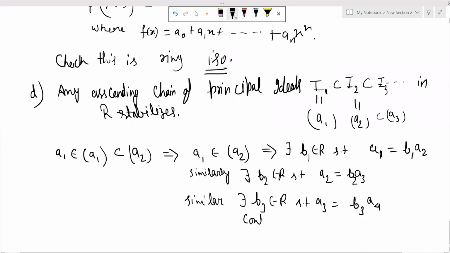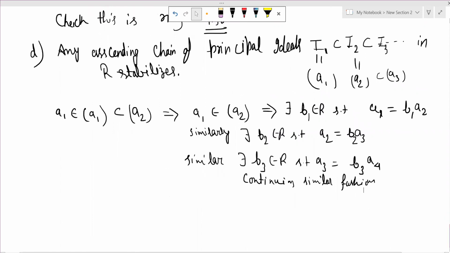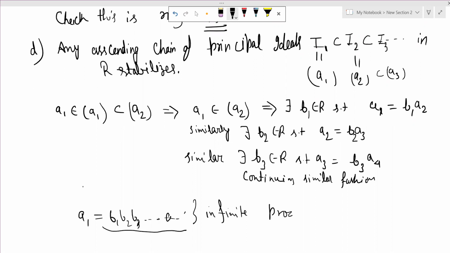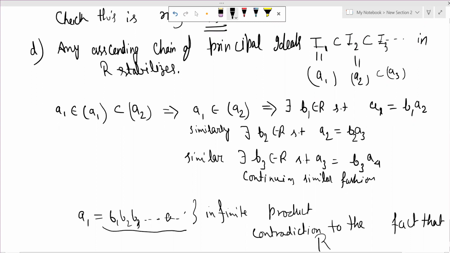Continuing in a similar fashion, we get: A1 equals B1 A2, and now put the value of A2, which is B2 A3, then B3 A4. So you get B1, B2, B3, and so on, an infinite expression, where you are factorizing every term. So this is an infinite product. Contradiction to the fact that R is a UFD.